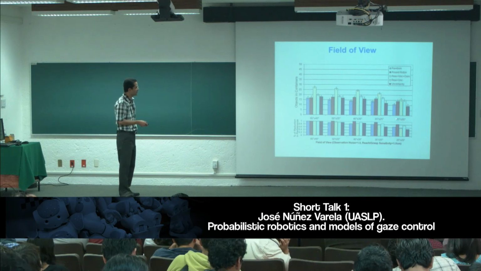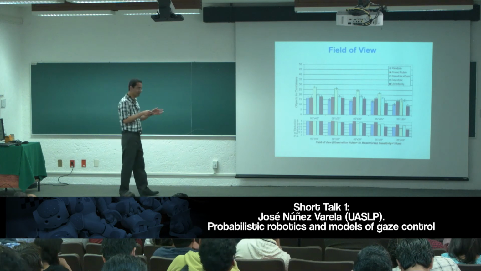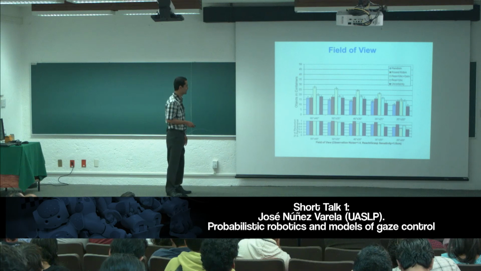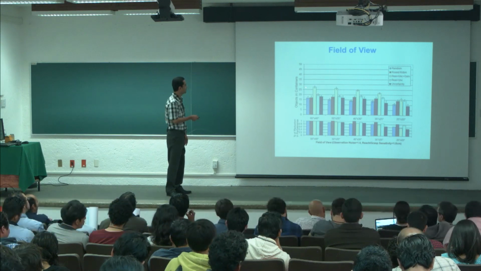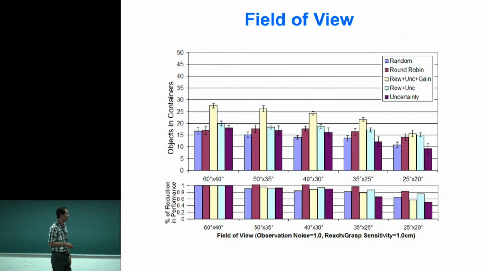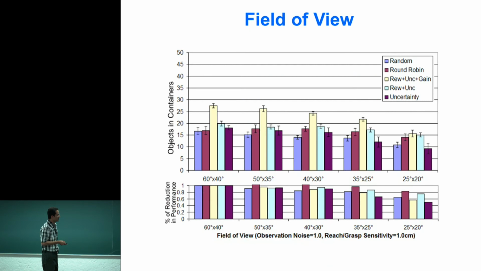And in the case of this very small field of view, that means that the robot needs to move the eyes or move the head a lot of times, right, to get information. So still, this model of gaze control was better than the other ones. Okay. At the end, this was just to measure or to check the performance of each model of gaze control.